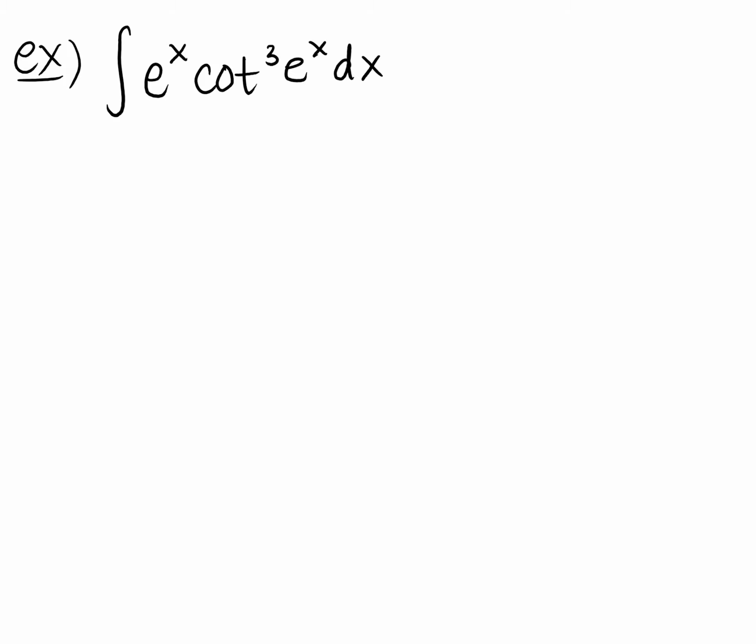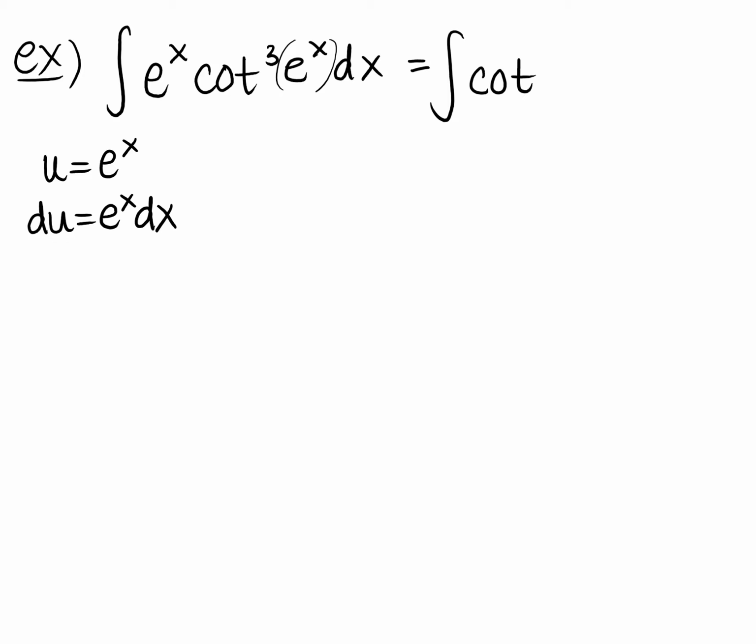So I'm taking the cotangent cubed of e to the x, and then I have another e to the x out here. So that's kind of begging for me to let u equal e to the x, and du, its derivative, is sitting there. It helps me to see that if I let u equal e to the x, its derivative is already there, so I get the cotangent cubed of u. And now this is a trigonometric integral.